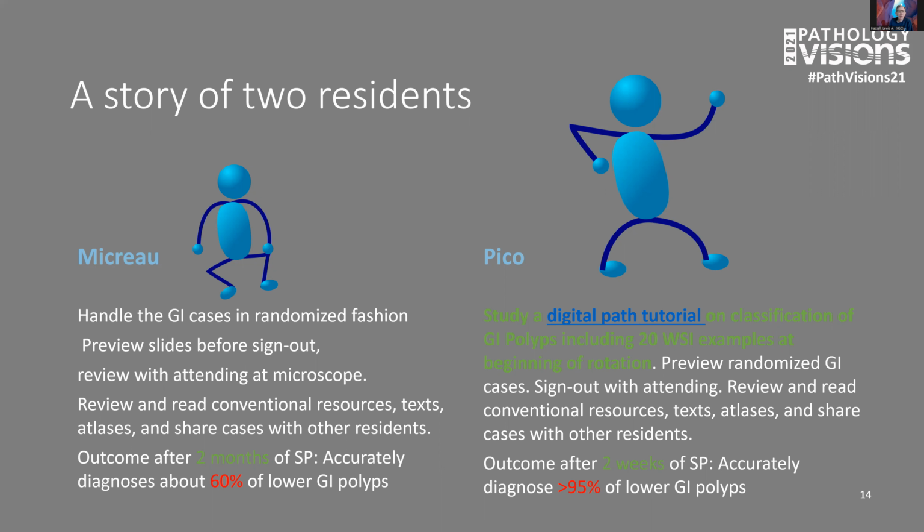We said, hey, here's our digital path tutorial on the classification of polyps. You'll look at 5 or 6 examples of each of the different types of polyps. You'll see a description, some annotations, and so forth. And then go and take a look at your routine randomized cases that come through the door in whatever order happens to be assigned. And in fact, after just 2 weeks, residents on this type of program were very frequently getting greater than 95% accuracy in terms of classification of lower GI polyps.